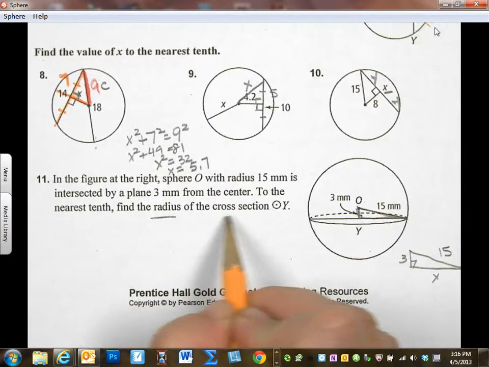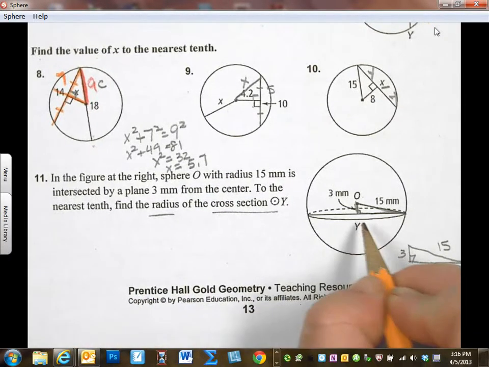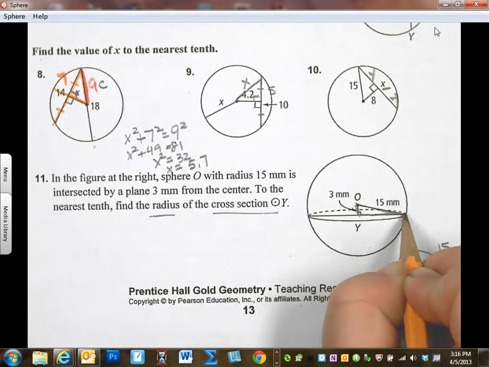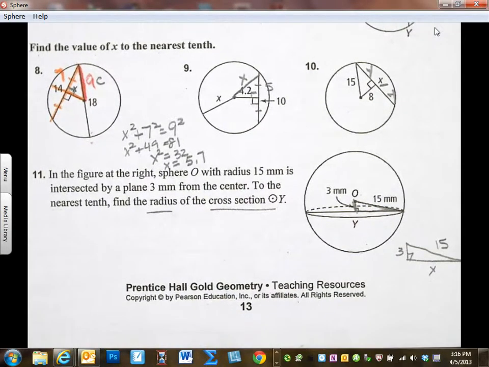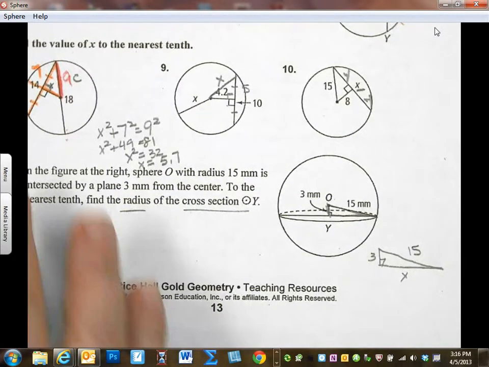It wants to know the radius of this circle y. That is the radius. It's the distance from the middle out to the edge. So guys, it's not anything more than the Pythagorean theorem. I'm not going to solve it because I know you all can do that.